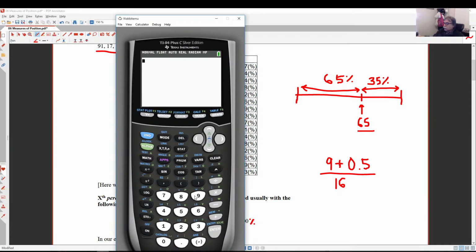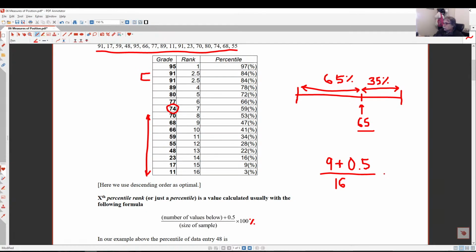And when we do that, my calculator says that this would be 9.5 divided with 16, and that has to be approximated to the nearest percentage. So this would be approximately 59 percentile of the sample. I'm using notation here of percent.